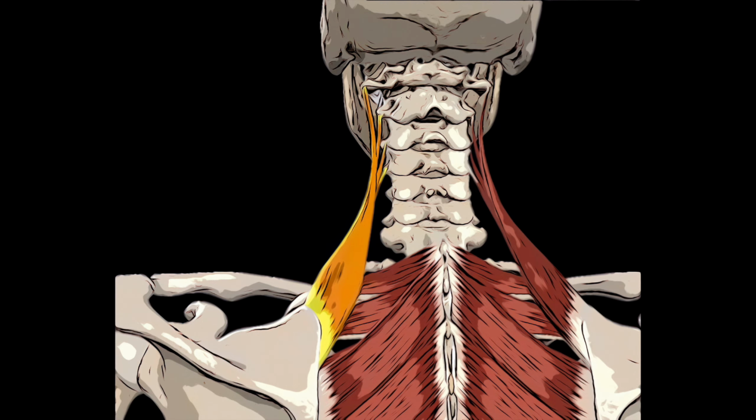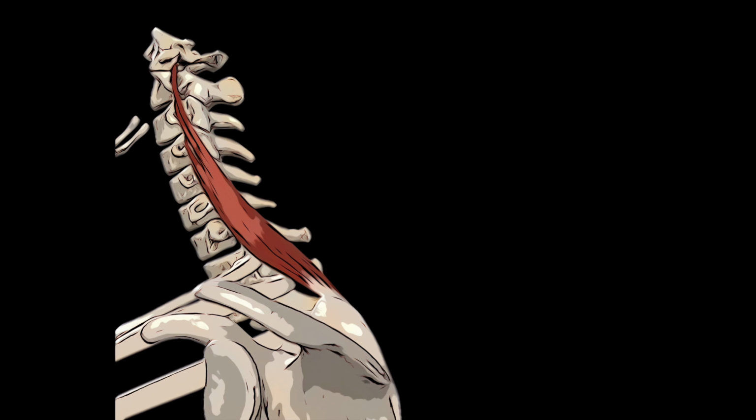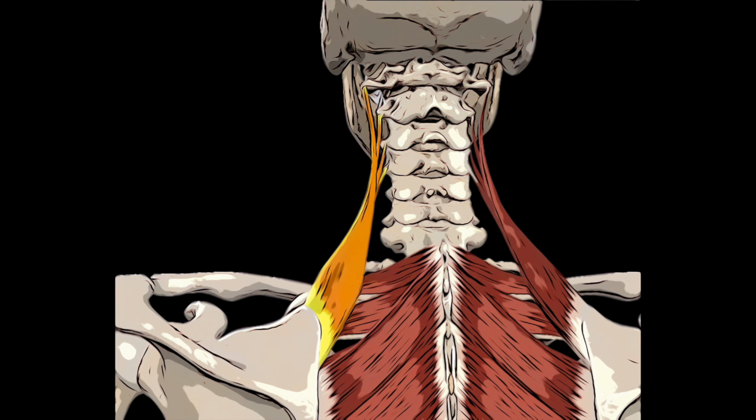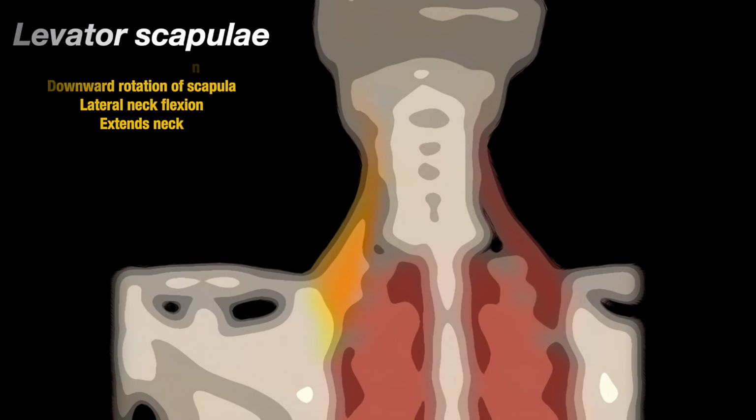It is located superficial to the serratus posterior superior and deep to the sternocleidomastoid muscle. It's also deep to the trapezius and medial to the supraspinatus. The levator scapulae muscle is involved in multiple actions. It elevates the pectoral or shoulder girdle at the acromioclavicular and sternoclavicular joints. It downwardly rotates the pectoral girdle at these joints, and during unilateral contraction, it laterally flexes the neck to the same side at the cervical vertebral joints. During bilateral contraction, it extends the neck at the cervical vertebral joints.